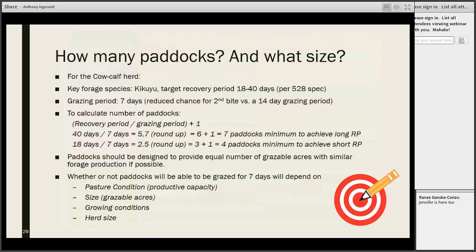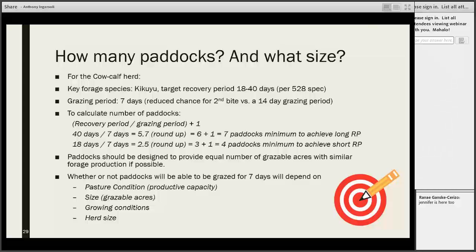With that information, now we can start trying to answer these questions. For the cow-calf herd, we've got to consider these for each herd, right? For the cow-calf herd, we've already recognized that key forage species is kikuyu. We know the target recovery periods from the spec, and we know what his targeted grazing period would be. And 7 days, we figure, is probably what we'd like to work with, because there's a reduced chance for a second bite or that type of overgrazing versus a 14-day grazing period, okay? Because he can move weekly, that would be our options, right? A 1 week, a 2 week, a 3 week grazing period. And during the growing season, that could be detrimental. So we're gonna plan for a 7-day grazing period.